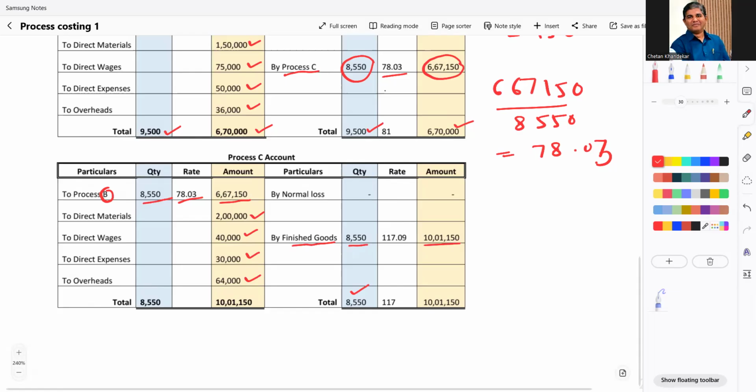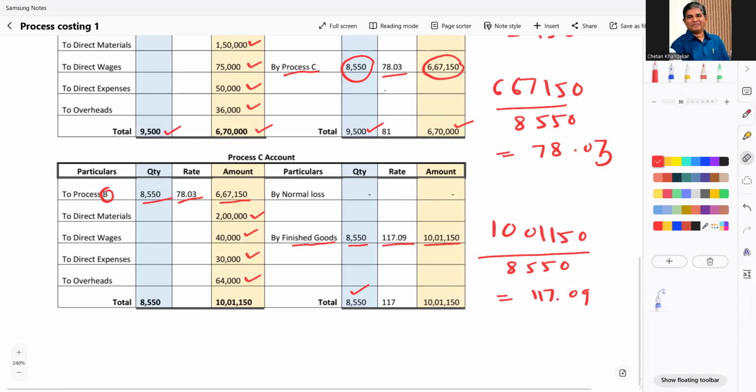In order to calculate the rate of 1 unit, again the same method: 10,01,150 divided by 8,550. You will get 117.09. Now this output can be sold or it can be transferred to finished goods as per the information given in the question. For this question, the output is considered as finished goods because there is no information given regarding the sale of goods.